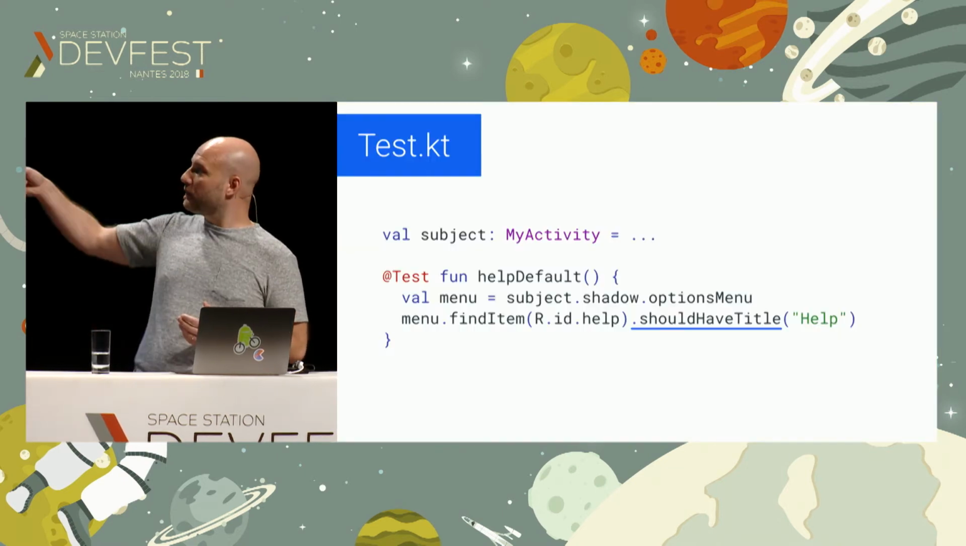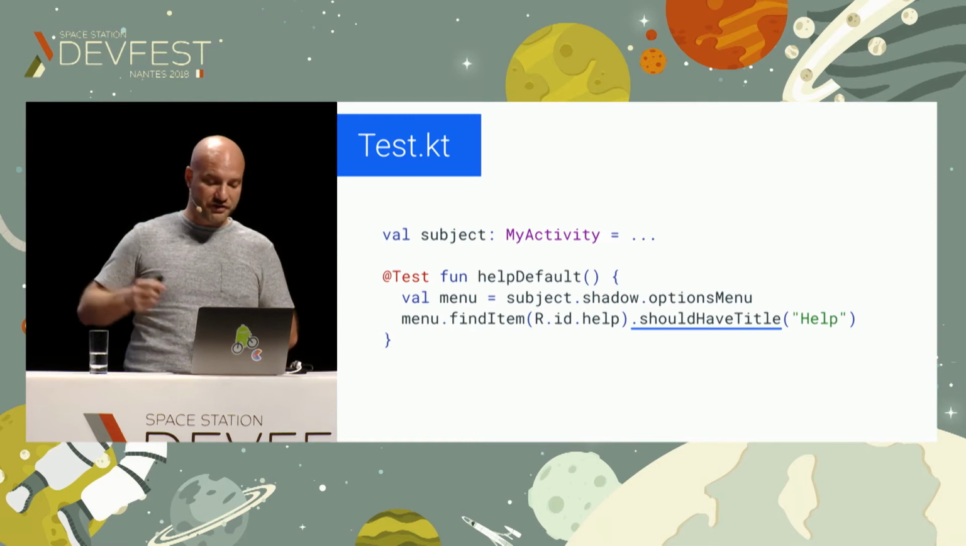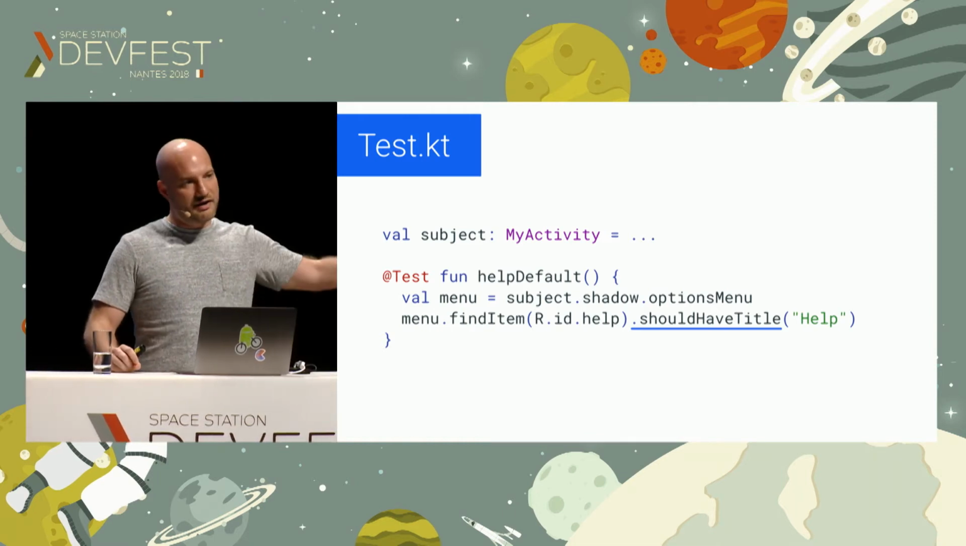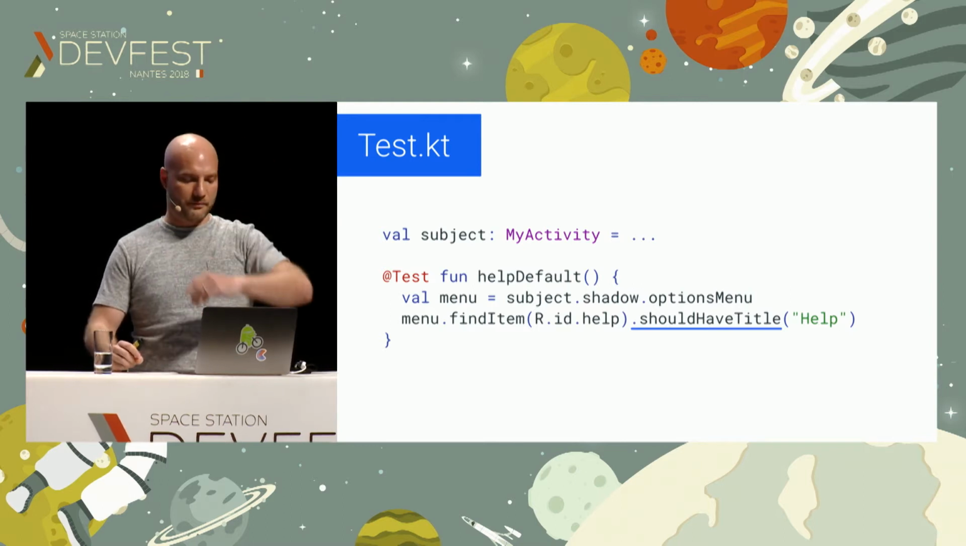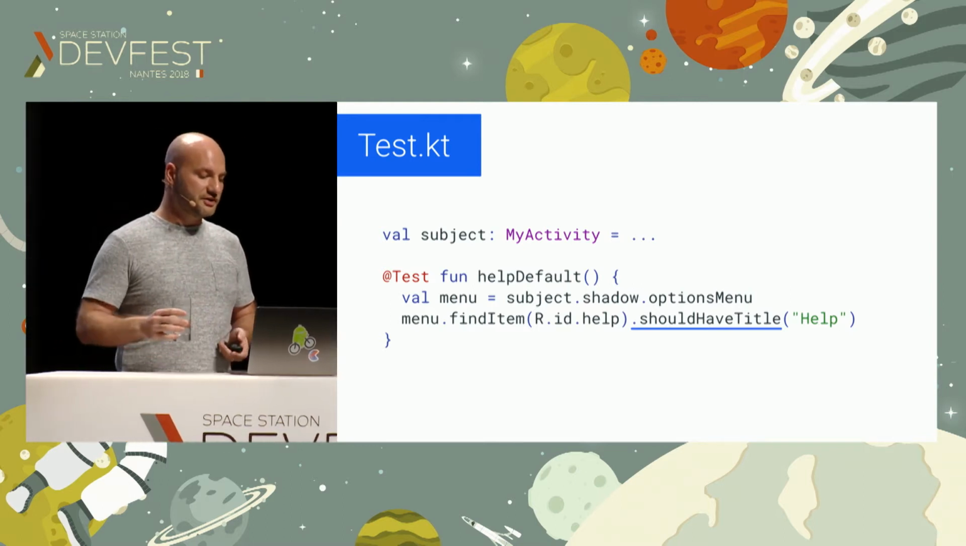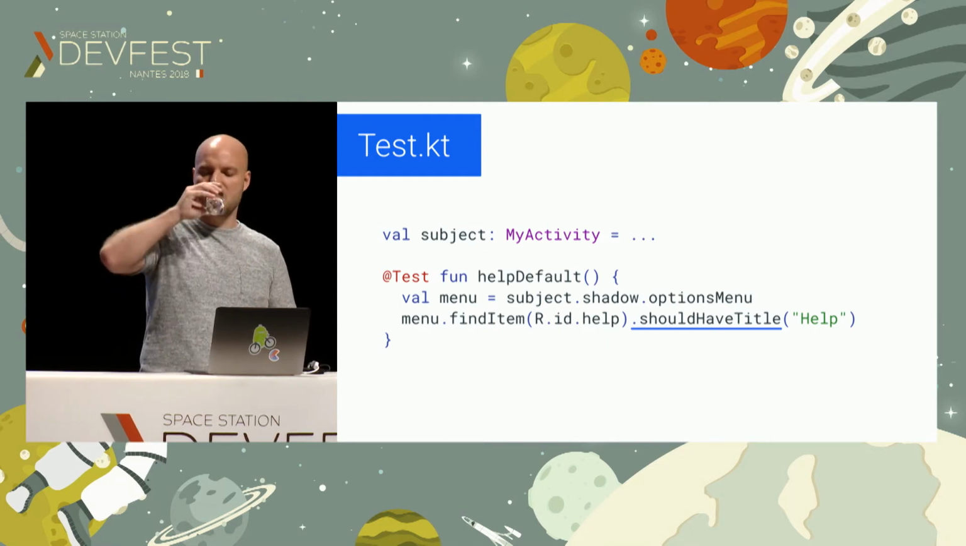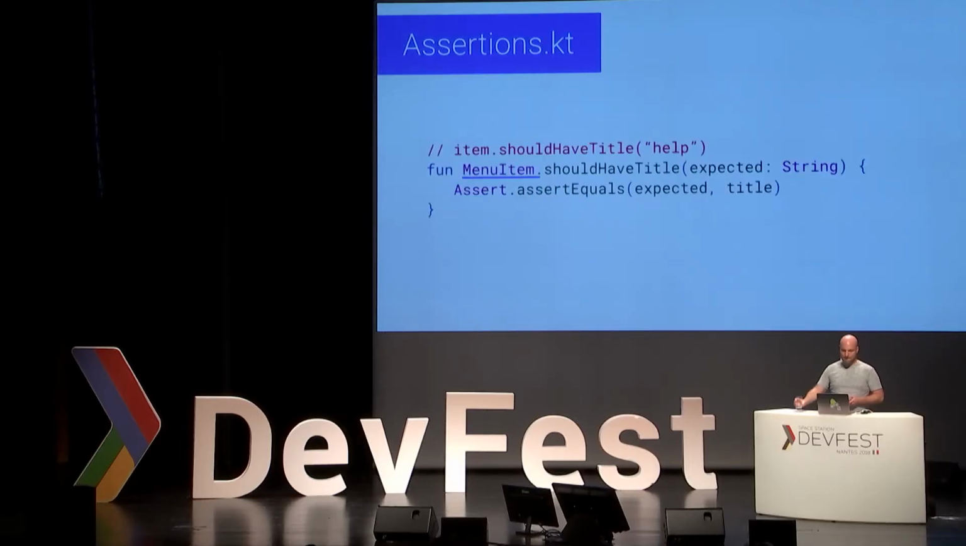So what we really wanted for that assertion was a fluent assertion. A fluent assertion reads like this. The item should have title help. Now, by using extension functions, you can add fluent assertions directly to your existing types. In this case, you want to make the assertion on a menu item.